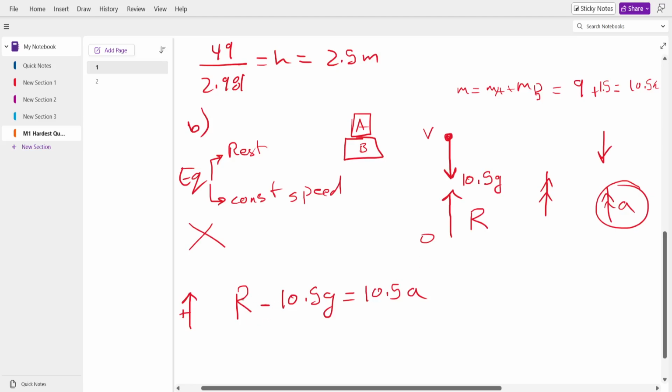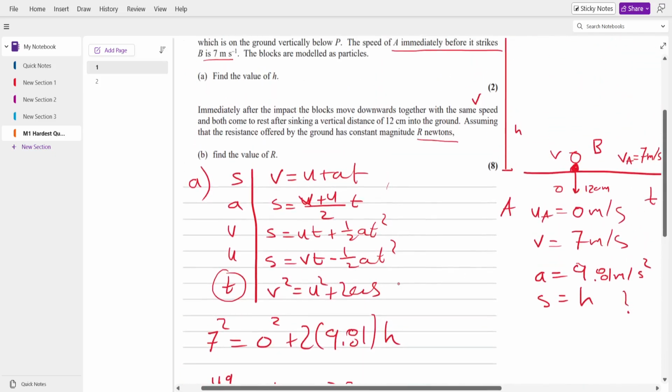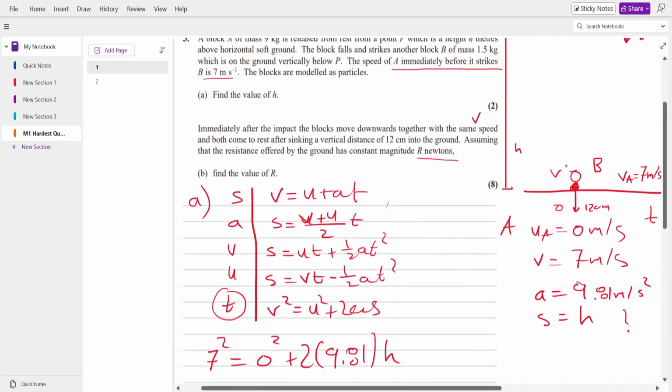In order to find R, it's very simple. I need to find the acceleration. When I have my acceleration, I can solve for R. So let's see what happened here. After the blocks struck each other, because of momentum, this whole new combined mass is now moving with some speed v, mentioned in the question, and it will move downward 12 centimeters. To find acceleration, I will need to use my kinematics equation. However, in order to use it, I need to know my initial speed v. And how do I know that?